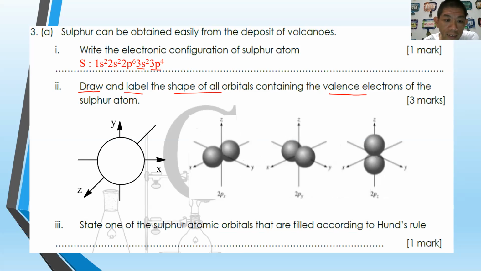So 3s in here is a sphere, and if possible, label it. The question also said label. So you have a 3s. And then in here, it is a dumbbell shape.